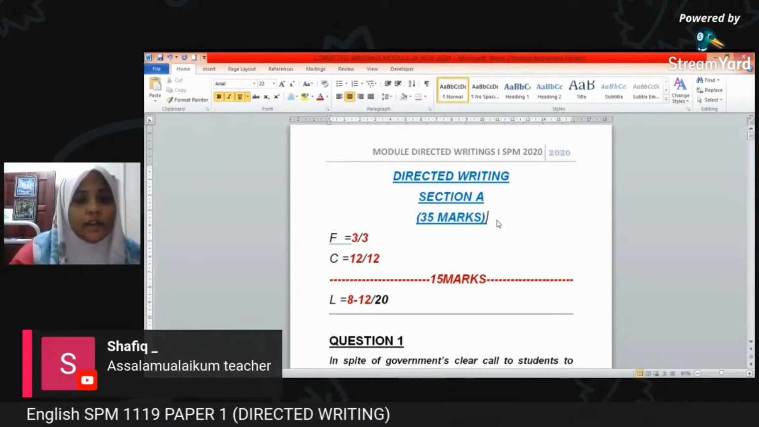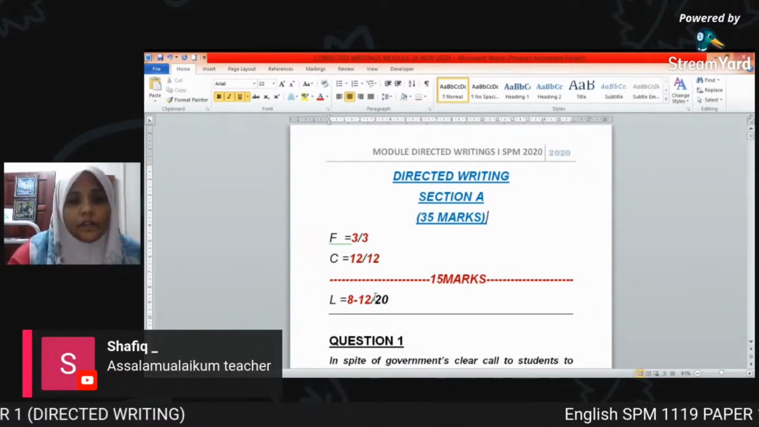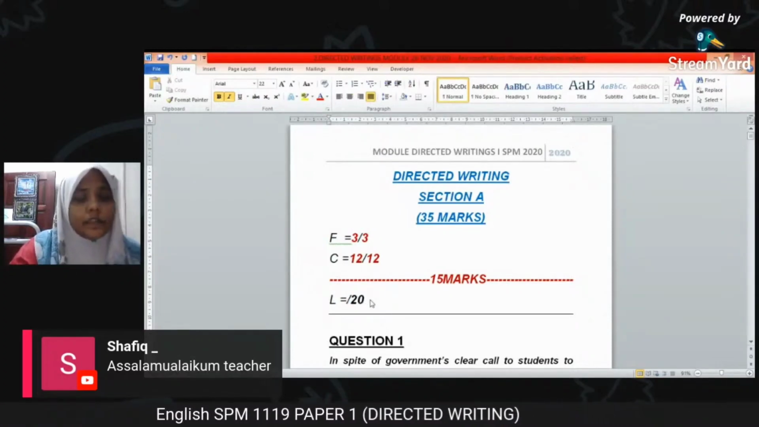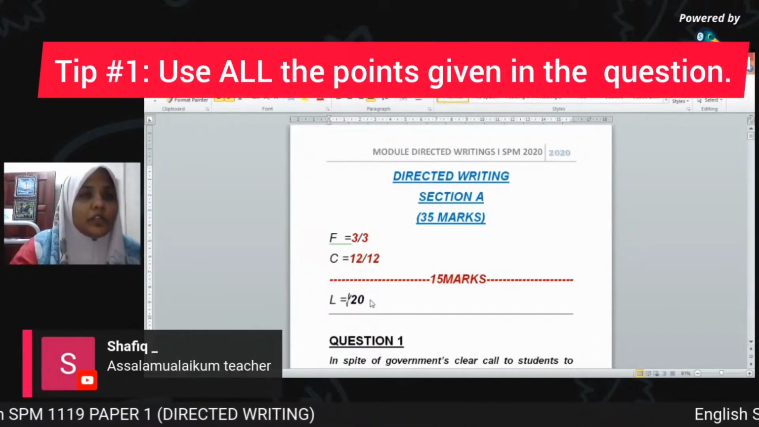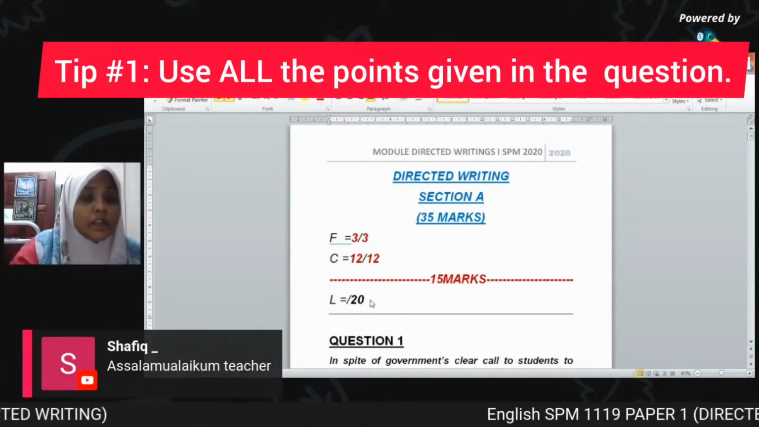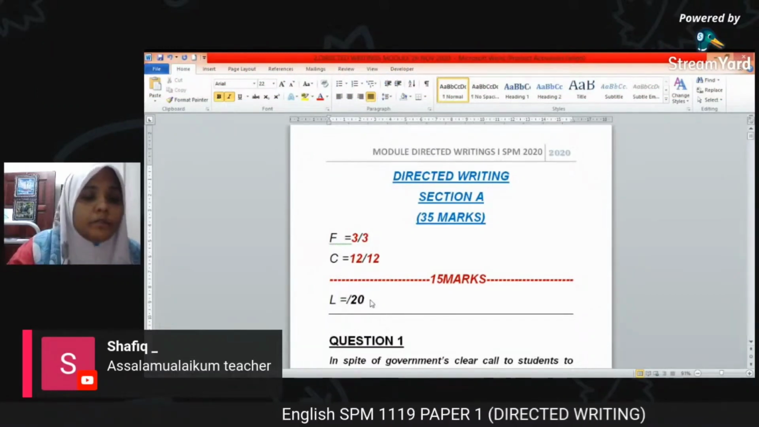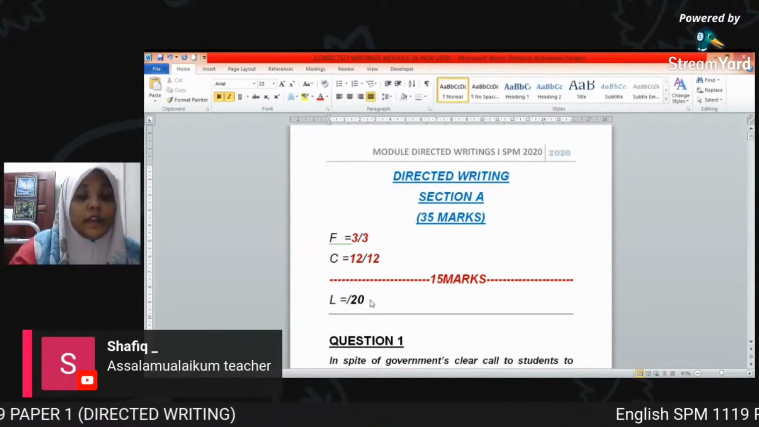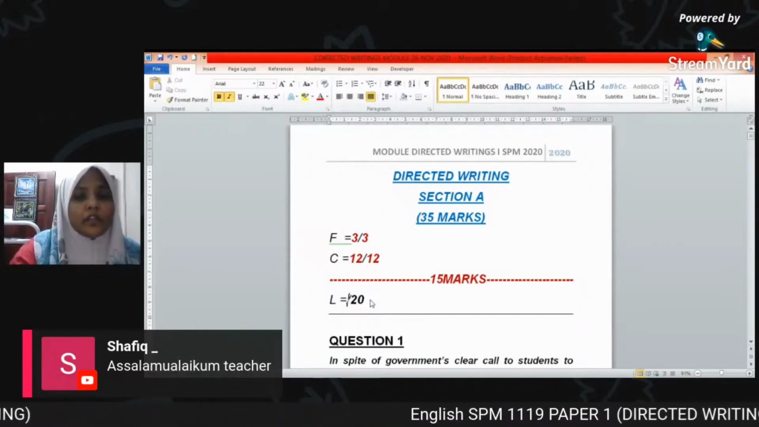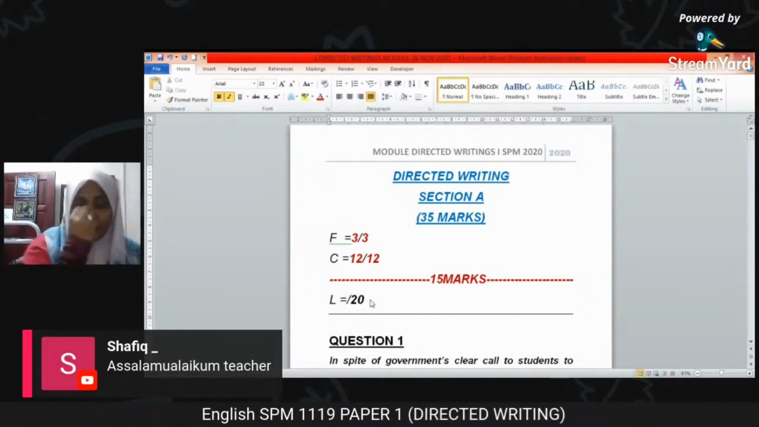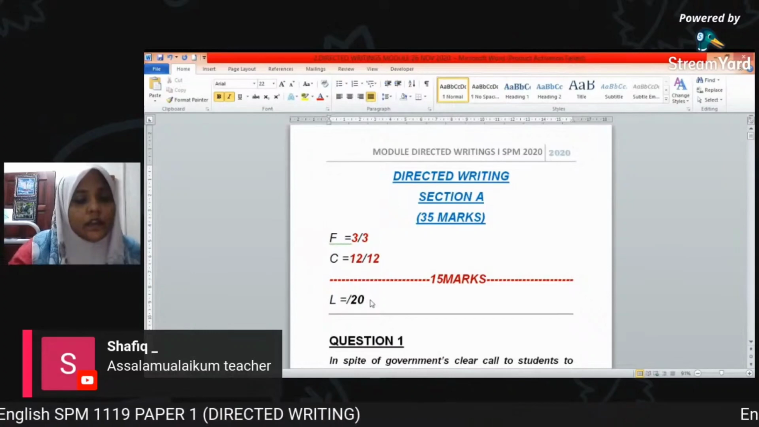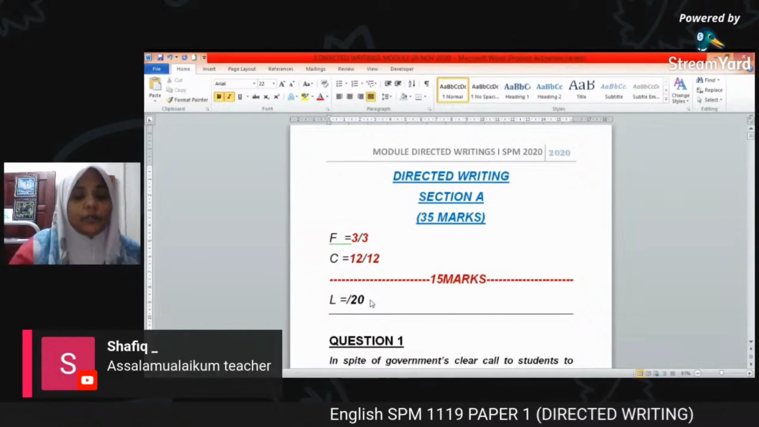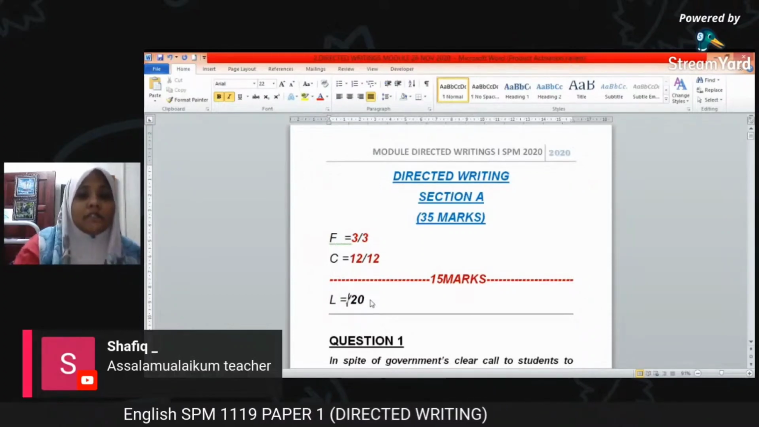Now, let's go through the format. The format is 3 marks, and we have content points, in which normally 10 points will be given, and another 2 points you have to add on your own, depending on what type of question is being asked. Another 20 marks will be allocated for language. So the total will be 35 marks.